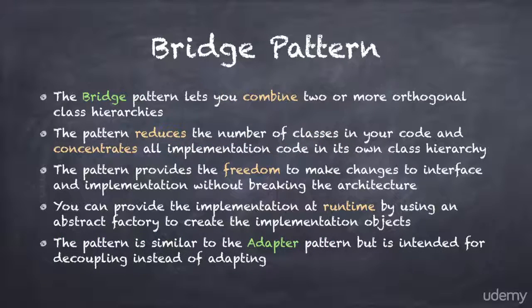The bridge pattern lets you combine 2 or more orthogonal class hierarchies. This reduces the number of classes in your code and concentrates all implementation code in its own class hierarchy. This provides you with the freedom to make changes to both hierarchies without breaking the architecture, and you can even provide an implementation at runtime by using an abstract factory to create the implementation objects.